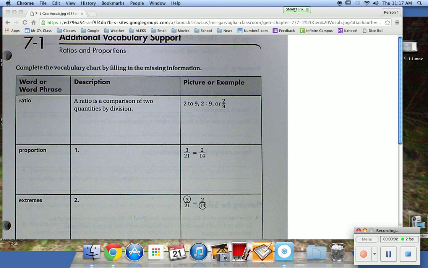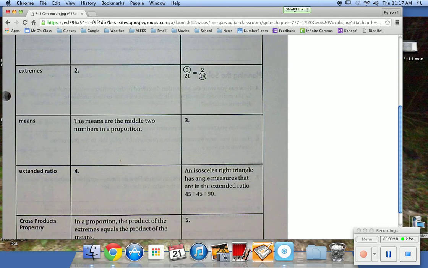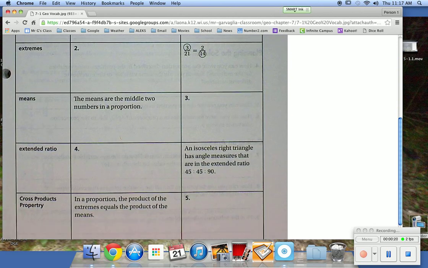Okay, chapter 7, section 1. We are going to get into ratios, proportions, extremes, means, an extended ratio, cross products, properties, okay?